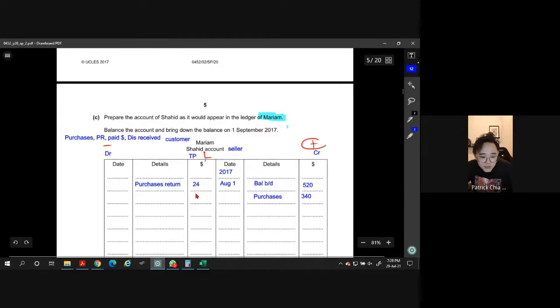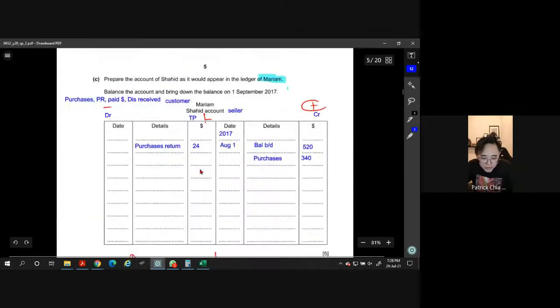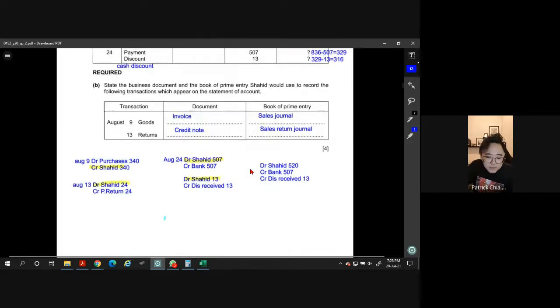Next one, we have DR Shahid 507, left hand side, 507. What do I put in the details? I put bank. And then there's also a $13, right? Also DR Shahid, CR discount received. So DR Shahid left hand side, this one is called discount received. Everything from your double entry, then you can do your T accounts.